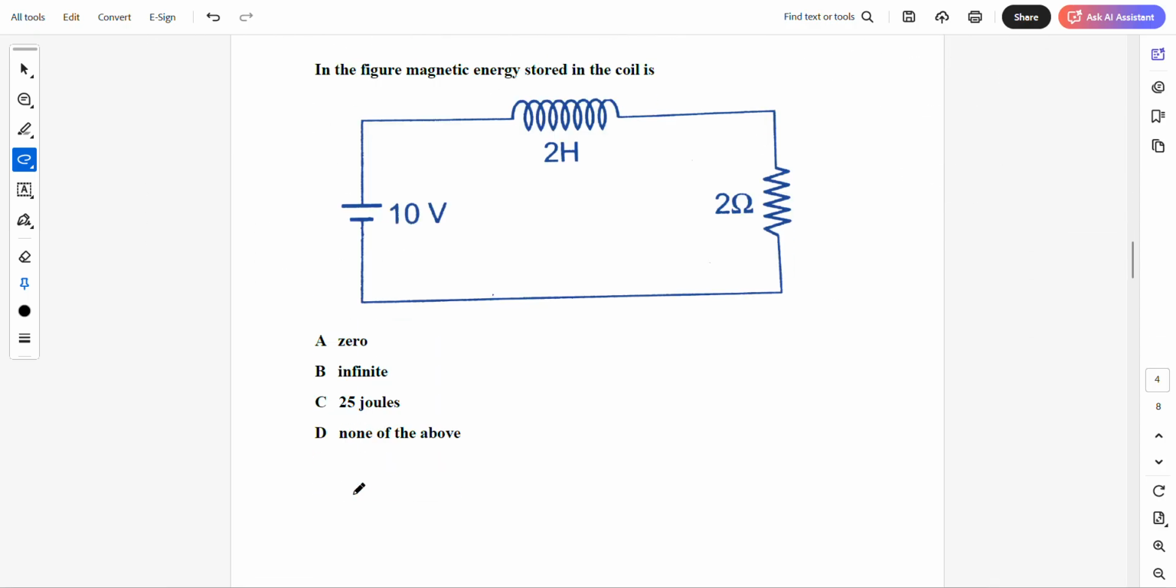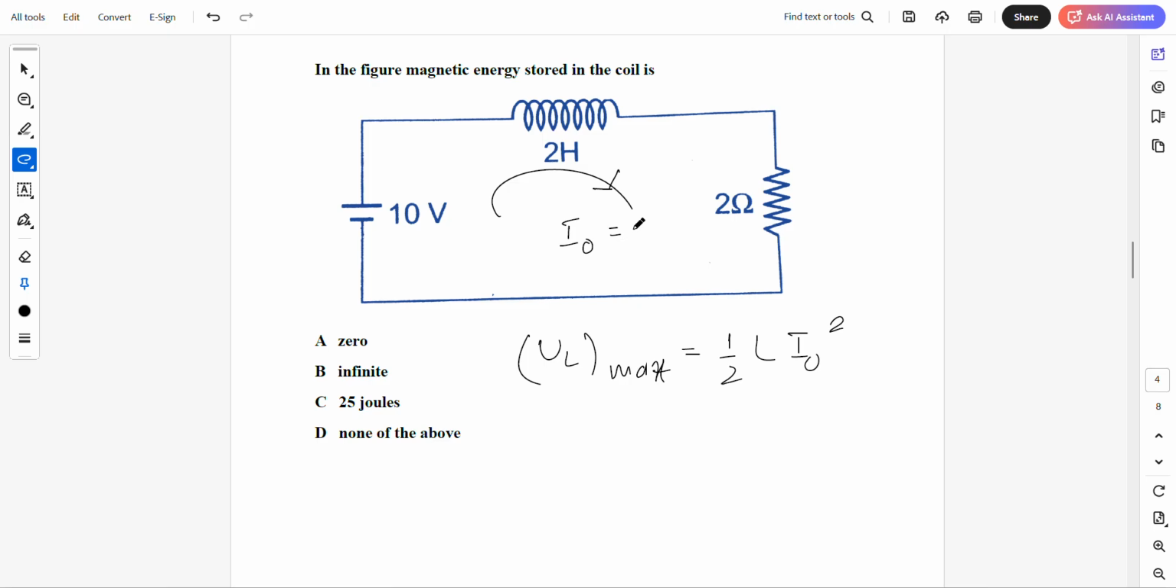Next problem we will see. In the figure shown, you have to calculate the total magnetic energy. Okay, how to calculate the magnetic energy? The maximum potential energy is given by UL max is equal to half L I naught the whole square. How to calculate I naught here? What is the value of I naught?